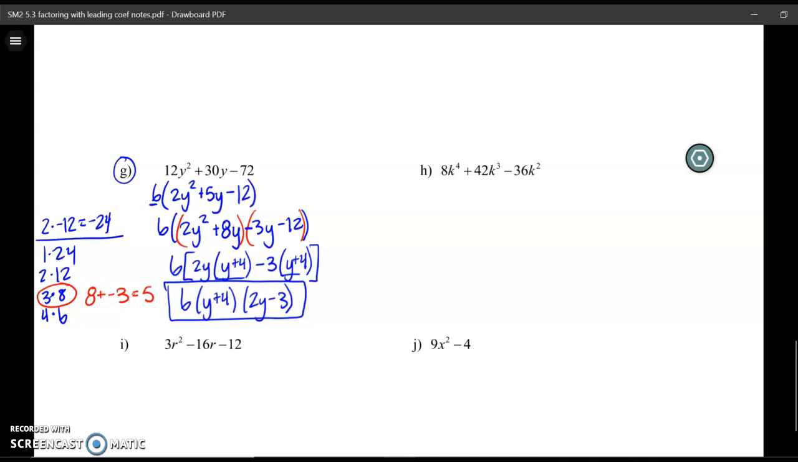Okay, so that's how you handle that negative when your c is a negative. When you find your pair of numbers, you have to make one of them negative. Okay, and as you go throughout these problems, you'll have to take note of which numbers are negative, which ones are positive, and make sure that you're multiplying and adding appropriate numbers in every case.